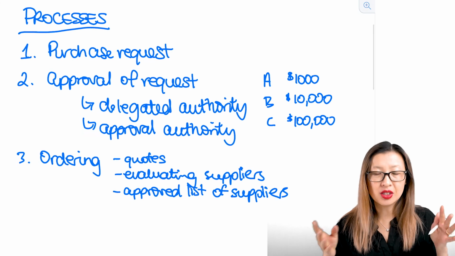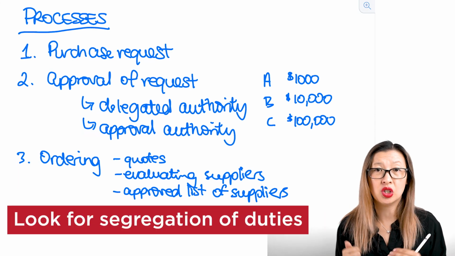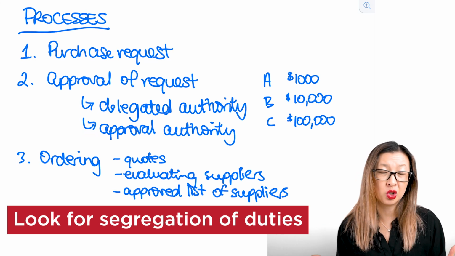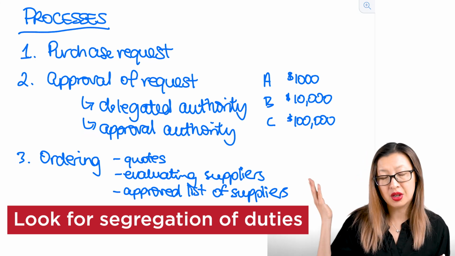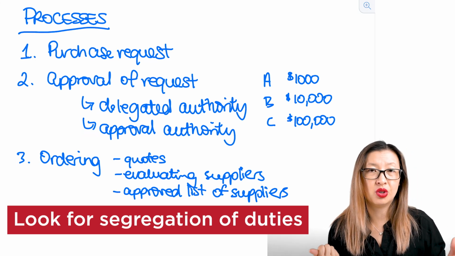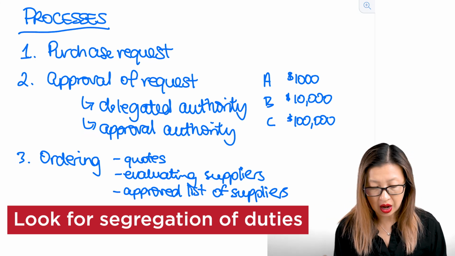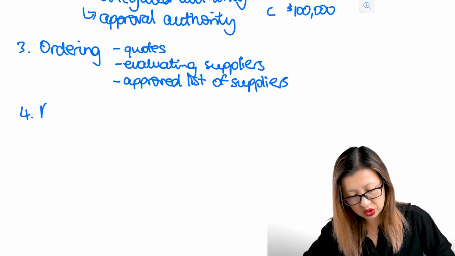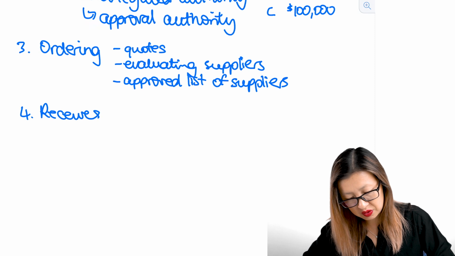Now, one of the things that's critical here is also that we have segregation of duties, that we have different people doing different jobs. The person who makes the purchase request is different from the person who does the approval, is different from the person who does the ordering of the item, and then is also separate from the person who receives the goods.